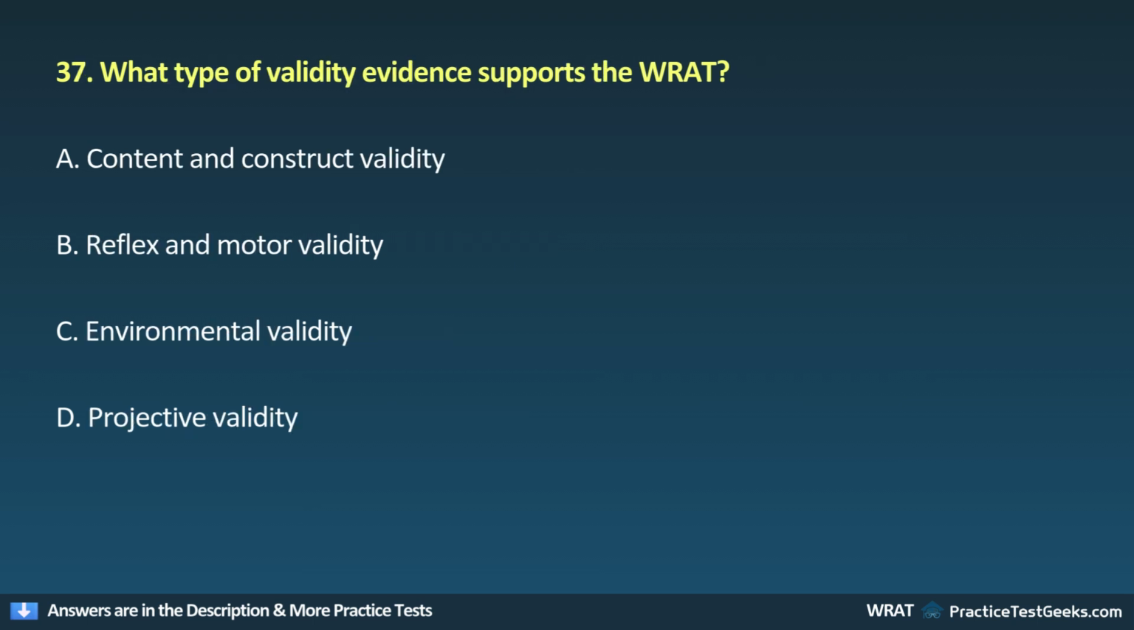37. What type of validity evidence supports the WRAT? A. Content and construct validity. B. Reflex and motor validity. C. Environmental validity. D. Projective validity.